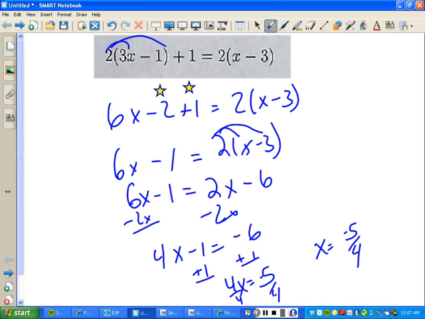Okay. Any questions on that? Yeah, you divide by a negative because it's on the other side. Yeah. All right.